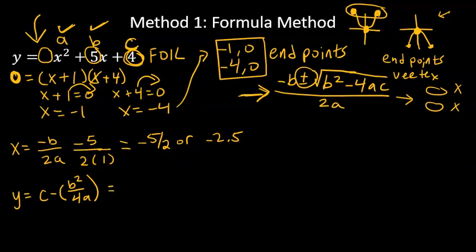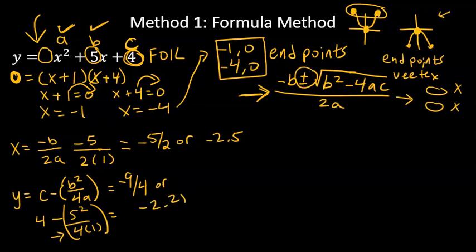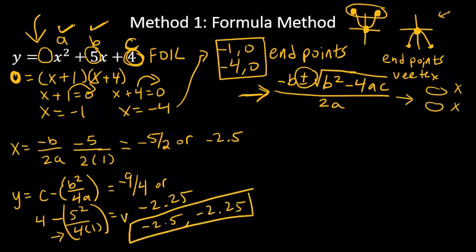Okay, cool. So now I have the same thing over here. C is 4 minus 5 squared over 4 times 1. This thing all has to be in parentheses. If you put it into your calculator, make sure you put this giant parentheses around it. Okay, and that's going to give me negative 9 over 4, or it's going to give me negative 2.25. So my vertex is negative 2.5 comma negative 2.25, right? That's my vertex. Cool, we got all our points.